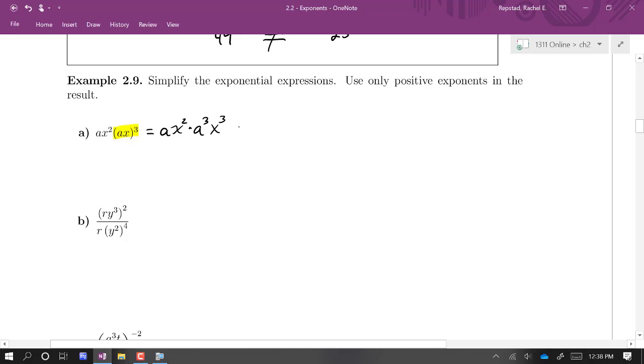Now, we're multiplying here. Everything is being multiplied, right? There's no addition or subtraction. I can multiply in any order that I want. So I'm going to regroup these factors. A times a cubed, and of course that first a is a to the first, and then x squared times x cubed. And if I take a look at that product, I can add those exponents and get a to the fourth, and for this product I can add those exponents and get x to the fifth.